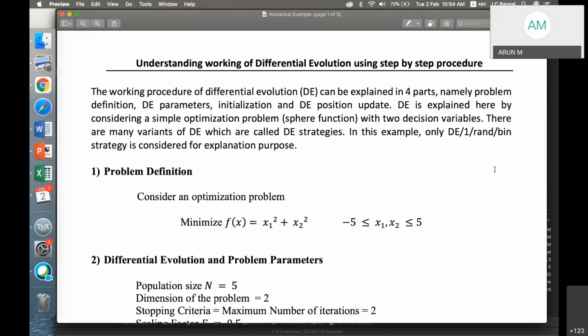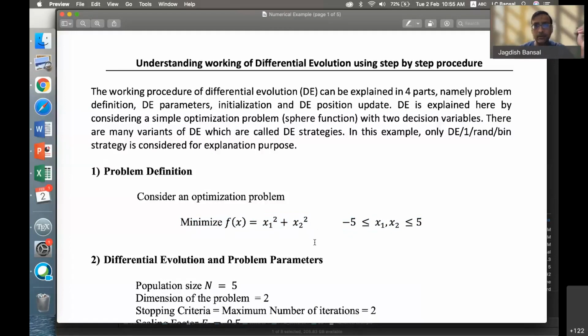Let me explain this example in 4 parts. The first is the problem definition. This is the problem I have taken, just for a hand calculation demonstration. I took only a 2-variable problem, x1 square plus x2 square. This problem is known as the sphere problem, and it is a minimization problem. The search space is -5 to 5. I hope you understand that the optimal solution is (0, 0), and the optimal value is 0. This is what we are now going to obtain from differential evolution.